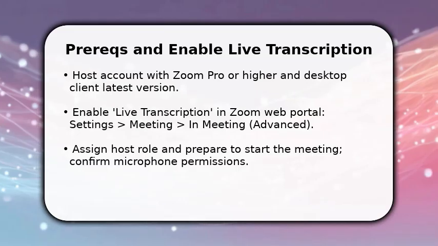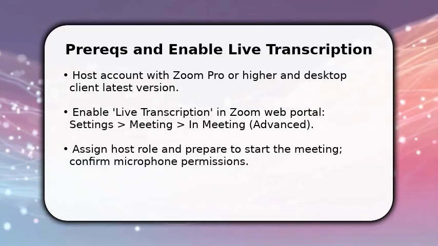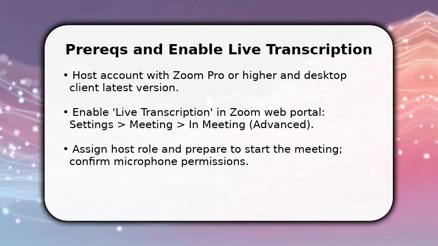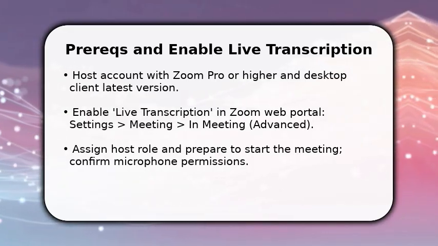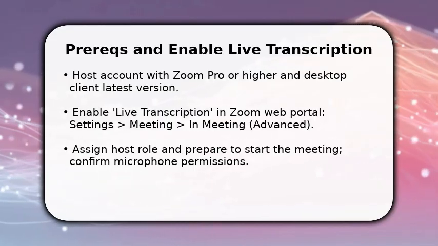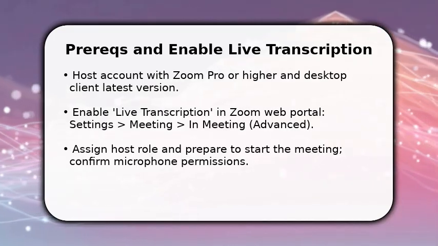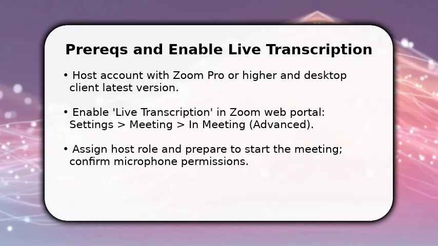You start by confirming prerequisites. You need a host account, updated desktop client, and microphone access. Once logged into the Zoom web portal, go to Settings, Meeting, and under In Meeting, Advanced, Enable Live Transcription. Make sure the checkbox for Allow Live Transcription is on, and select whether to allow participants to save captions.